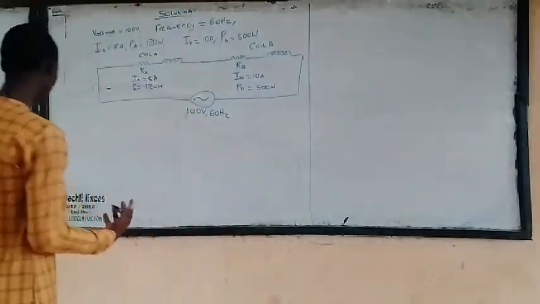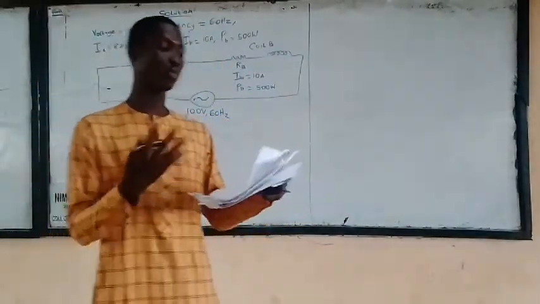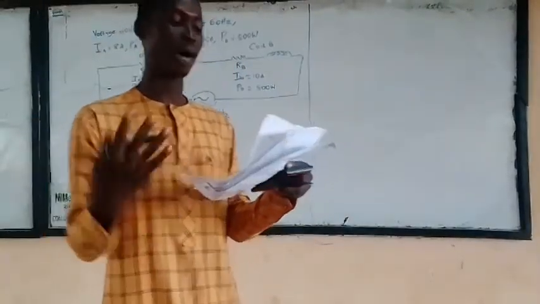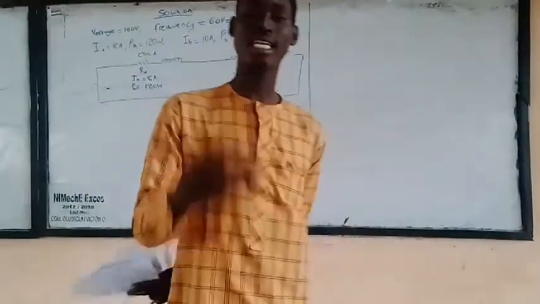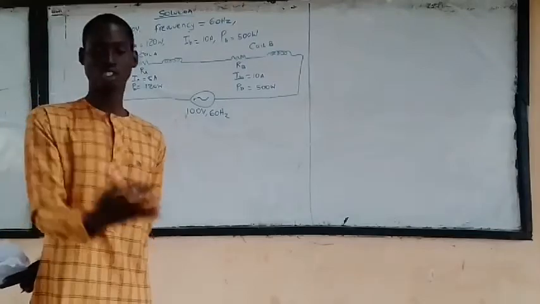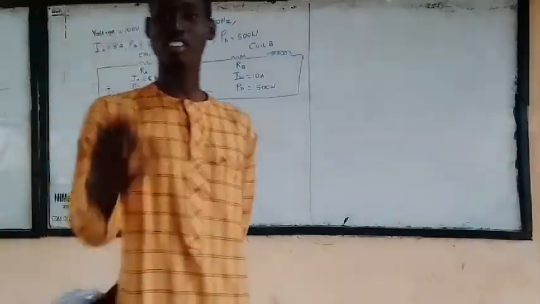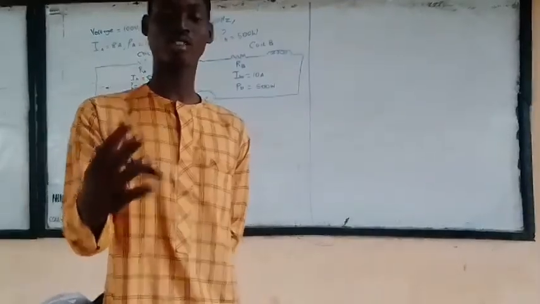So the question here says, find what current will be taken when the supply is applied to the two coils connected in series. Once you have that in mind, it's going to be very, very simple. This is what you need, and this is what we are giving you. This is what A students use.